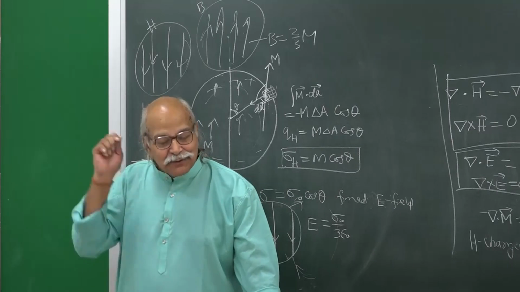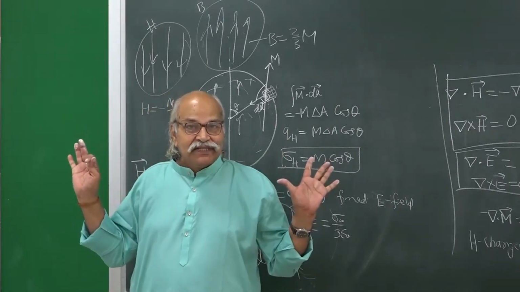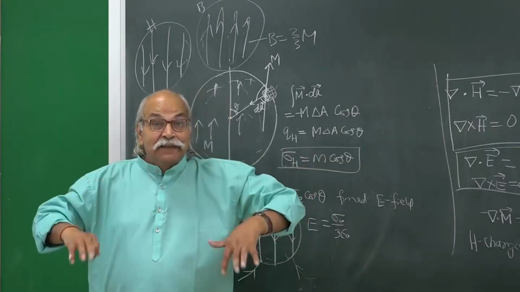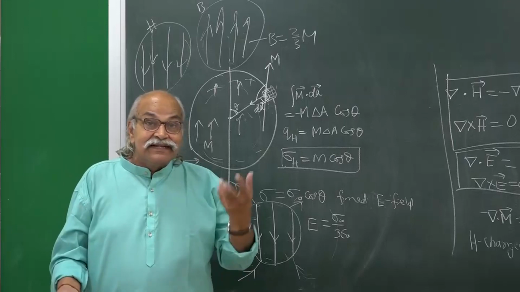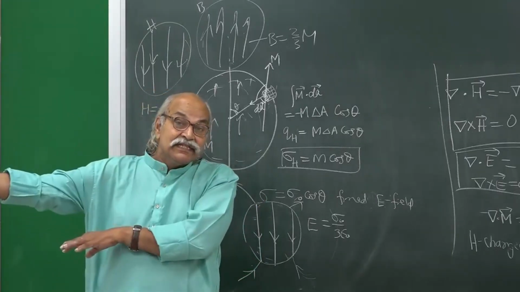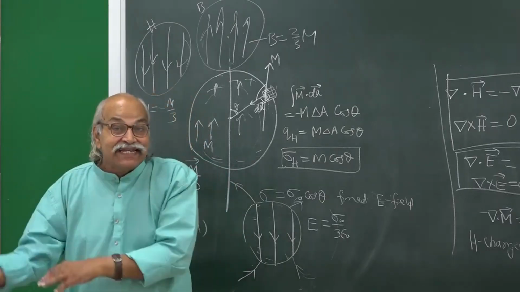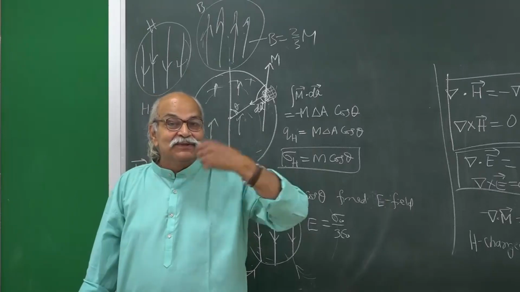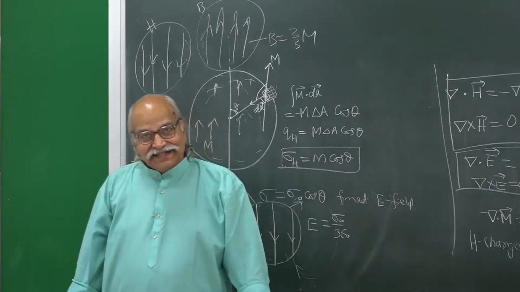So we do not have real H charges, we do not have H surface charge density at the end of the magnet, but this model is very good. If we replace the magnet by this positive and negative H charge density, it will give me the H vector and B vector in some cases much more quickly than going through the equivalent current and other things.